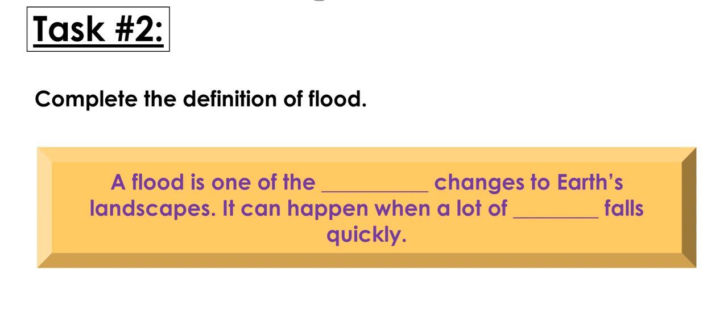Here we go. A flood is one of the quick changes to Earth's landscapes. It can happen when a lot of rain falls quickly.